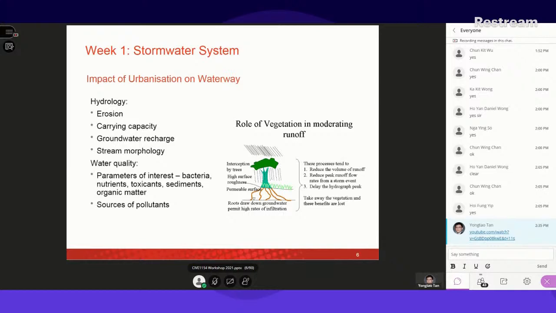Now, if we take away the vegetation, all these benefits are lost. So that's why flooding problems are common in urban areas during a heavy rainstorm, because the rainfall or the runoff cannot be drained away quickly.